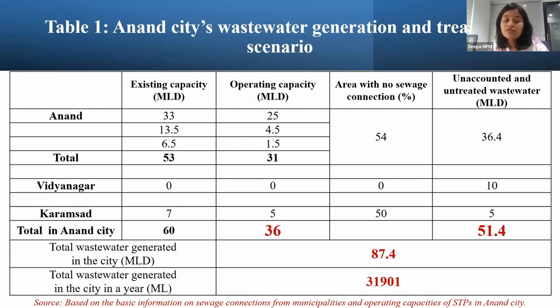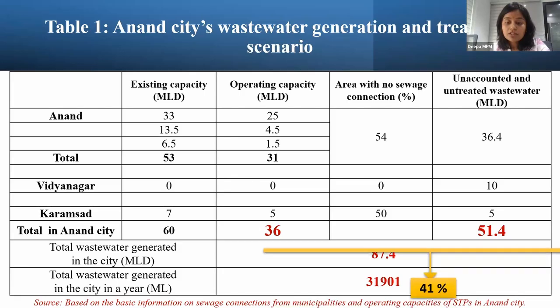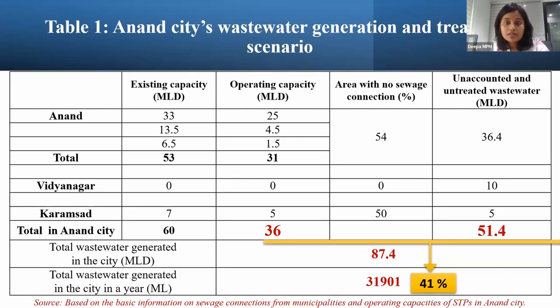Looking at the figures, 36 MLD as the operating capacity and 51.4 MLD as the unaccounted and untreated wastewater, it gives us the figure that 41% dilution is happening, with the untreated wastewater being diluted by the completely treated wastewater in Anand city.